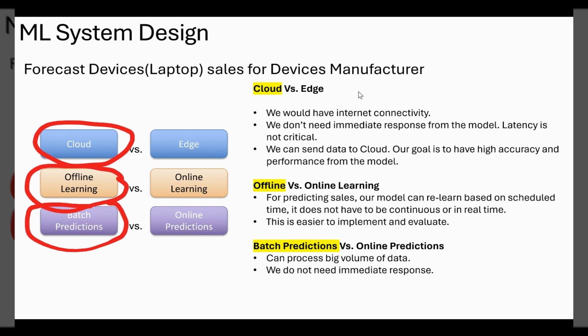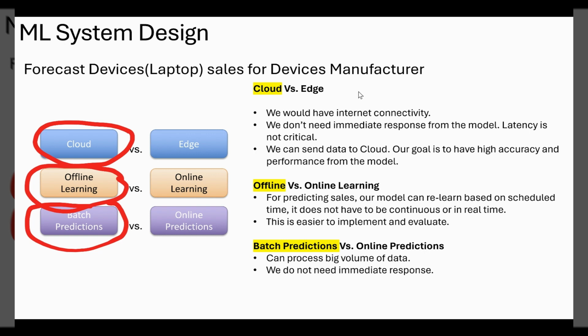The second decision that we'll have to take is offline versus online learning. Now, our goal is to predict the sales. Our model will, of course, have to relearn based on the sales predictions that we are making, but it does not have to be in real time or continuous. Our model can relearn on a scheduled basis, which could be weeks or months that we specify. We also chose offline learning because it is easier to implement and evaluate.